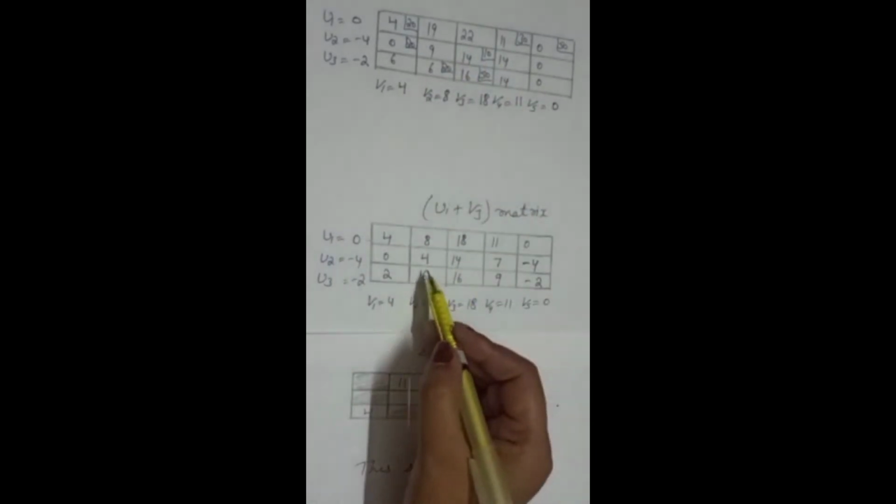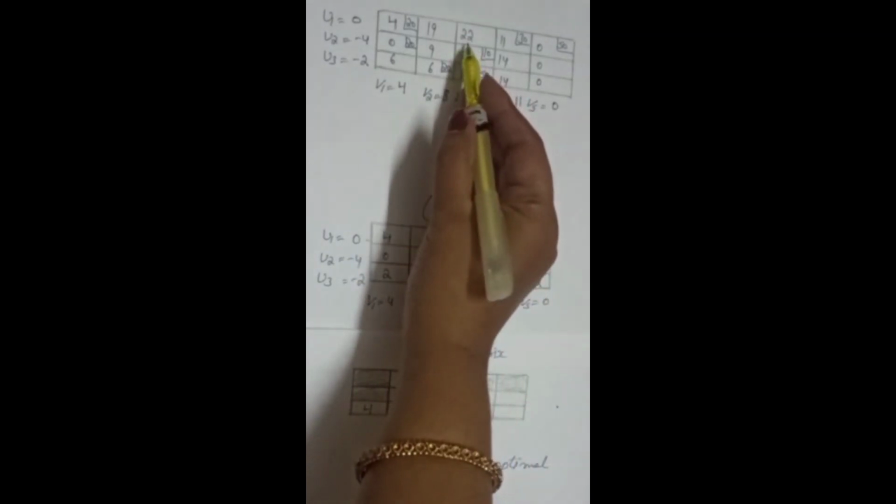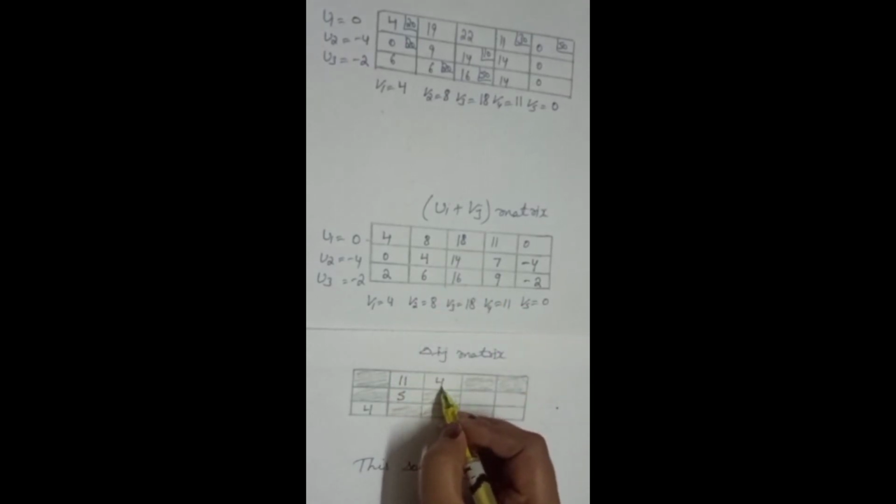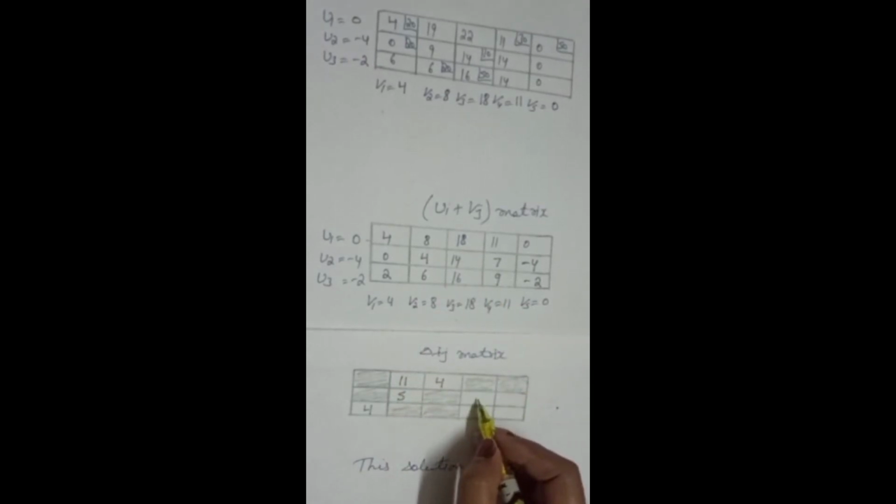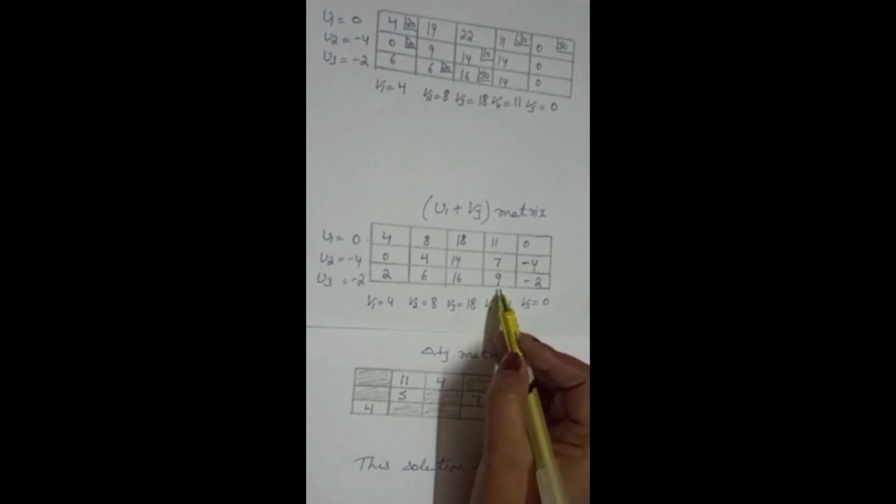And for this cell, in the original matrix, we have 9. And here we have 4. 9 minus 4 is equal to 5. For this cell value, we have 22 in the original matrix. And here we have 18. 22 minus 18 is equal to 4. And for this cell value, we have 14 in the original matrix. Here we have 7. 14 minus 7 is equal to 7. And for this cell, we have 14 in the original matrix and 9 in the ui plus vj matrix. 14 minus 9 is equal to 5.